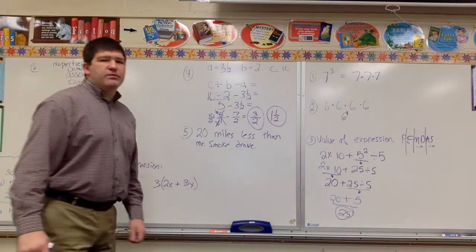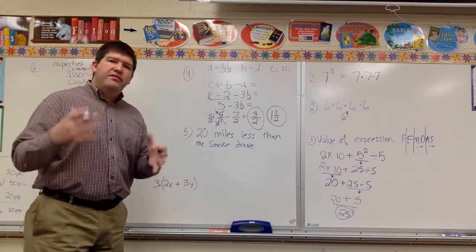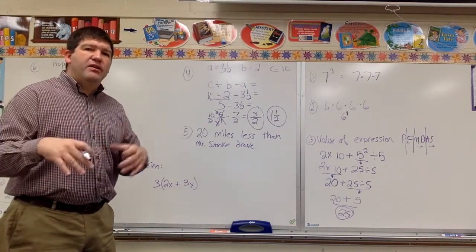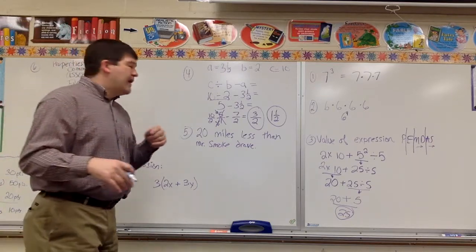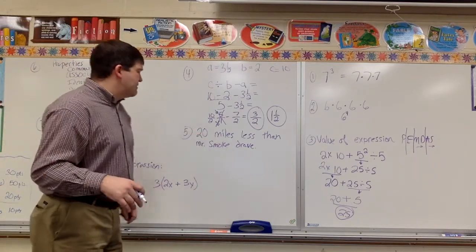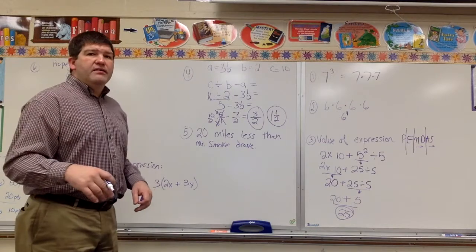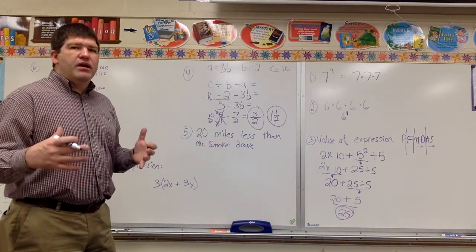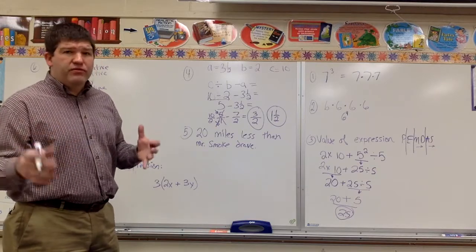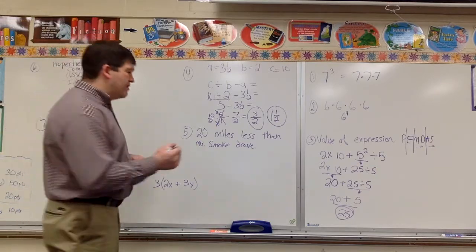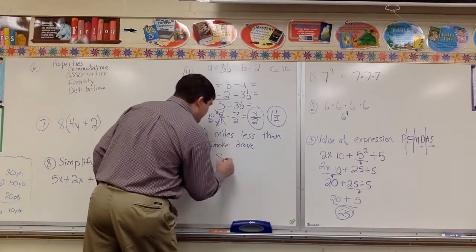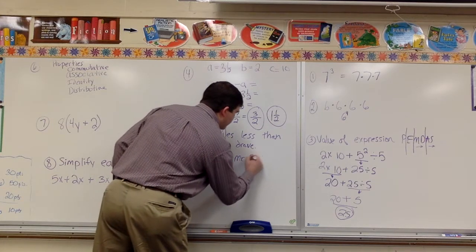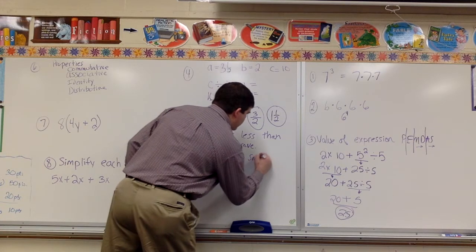There's going to be a few questions where it gives you some words, and you have to take those words, the verbal expression, and put it into an algebraic expression. So on this one, 20 miles less than Mr. Smoke drove. I know that I don't know how much that Mr. Smoke drove, so that's my variable. So I'm going to put S. S equals how much I drove.